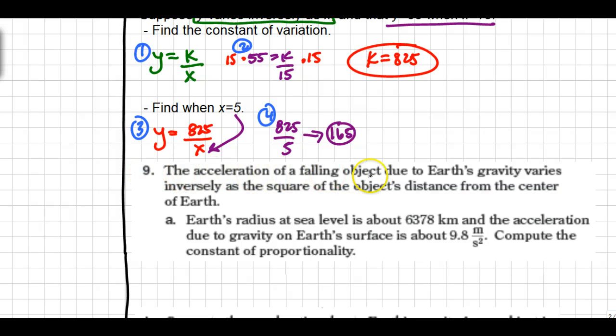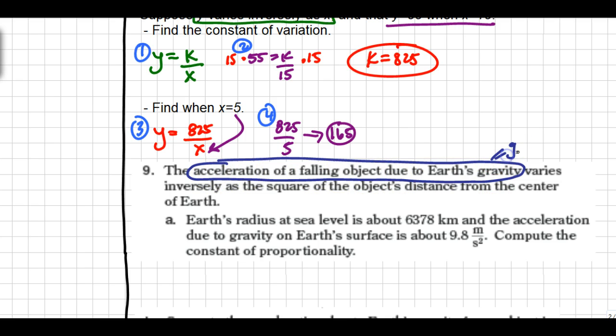The acceleration of a falling object due to Earth's gravity varies inversely as the square of the object's distance from the center of the Earth. It's quite the wordy problem, and so students just need to grab what that first piece of information is. Acceleration of an object due to Earth's gravity. So I'm just going to call that or refer to that as simply the letter G.